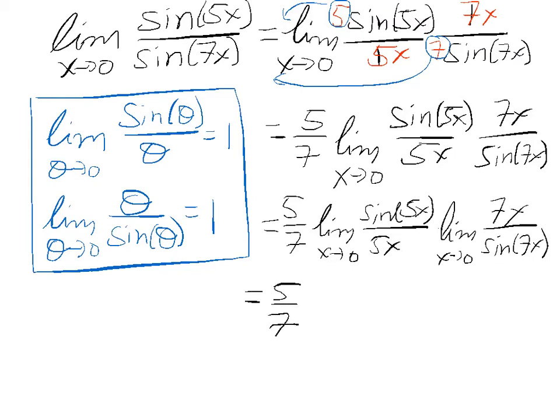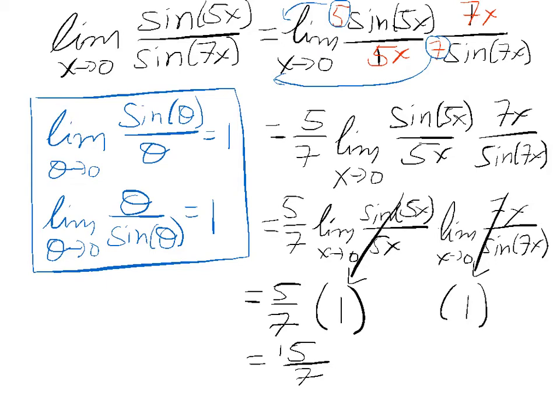And then I'm going to use these results here. So I'm going to use this first result here. And we see that this limit here is 1, and this limit is 1 as well. And so then our final answer is simply 5/7. All right, good luck.